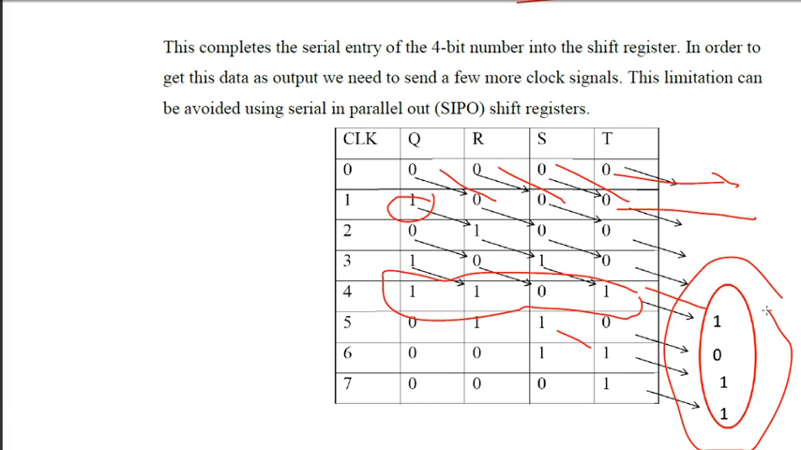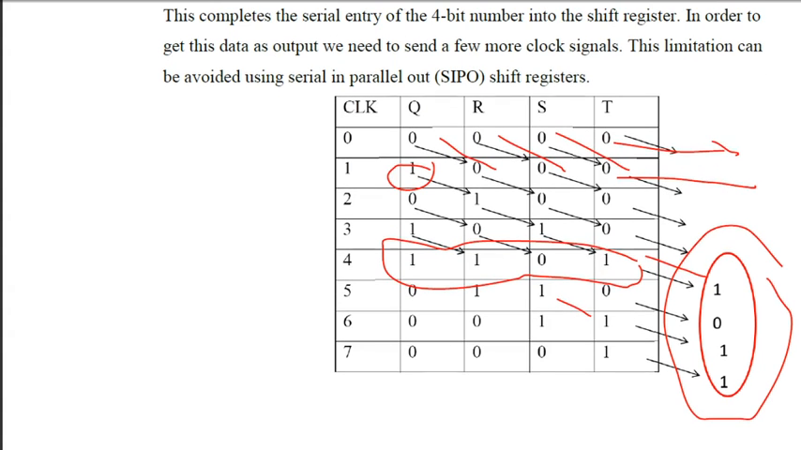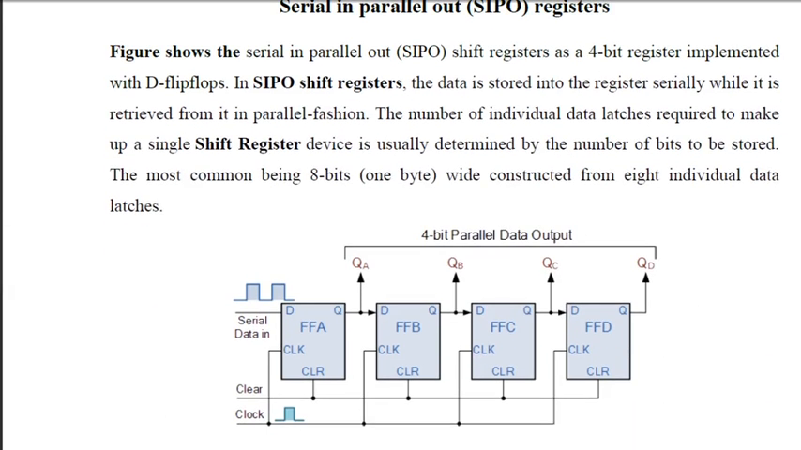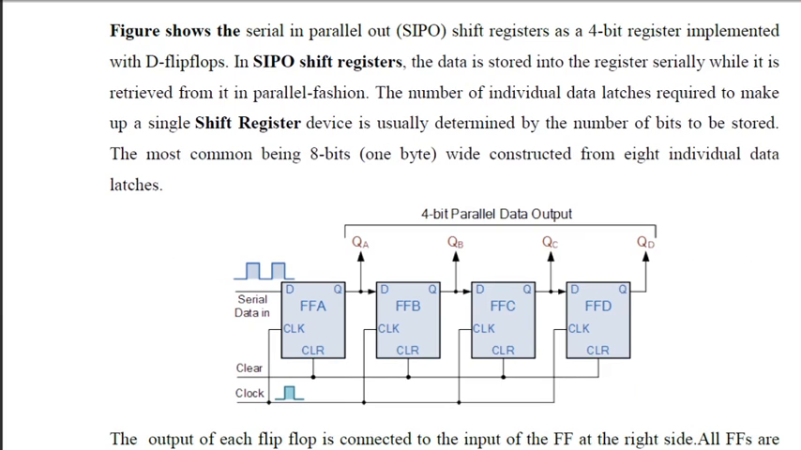The disadvantage is that after inputting all the data you cannot take the data out immediately, because you require a few more pulses. In this case 3 more pulses are required to get the output. This problem can be eliminated by using a serial in parallel out circuit. The circuit is exactly the same, the only difference is that we take an output from each of the flip flops.